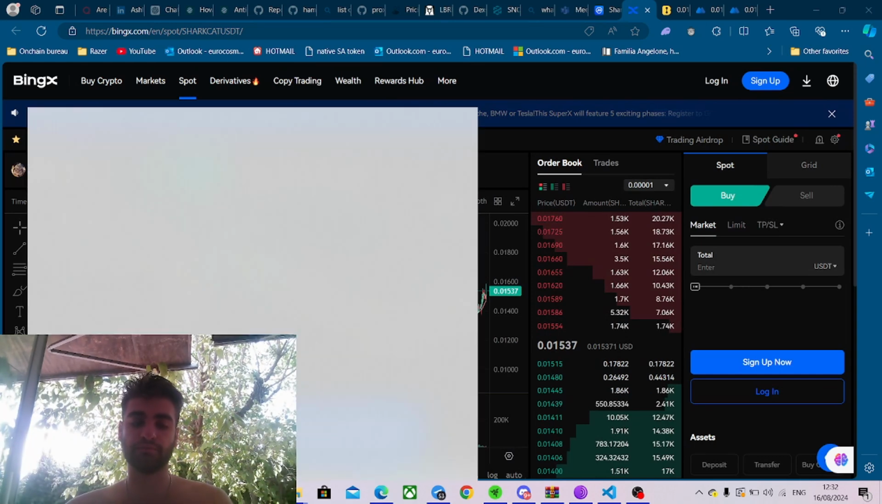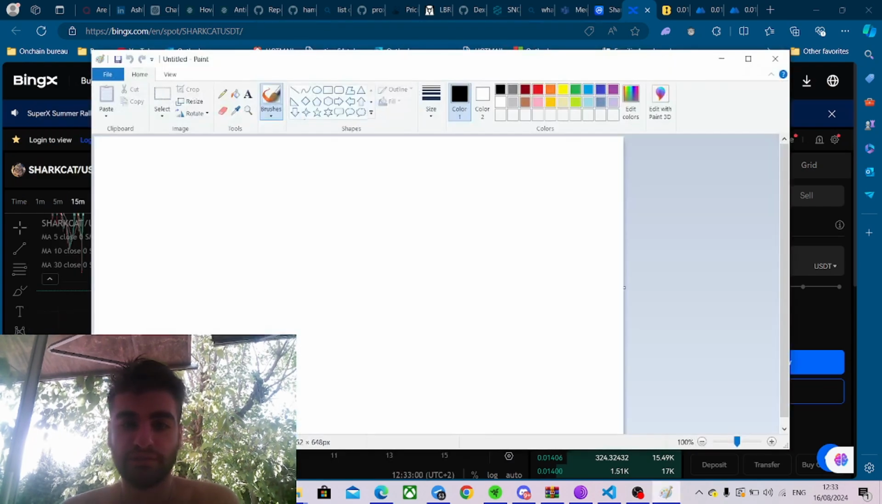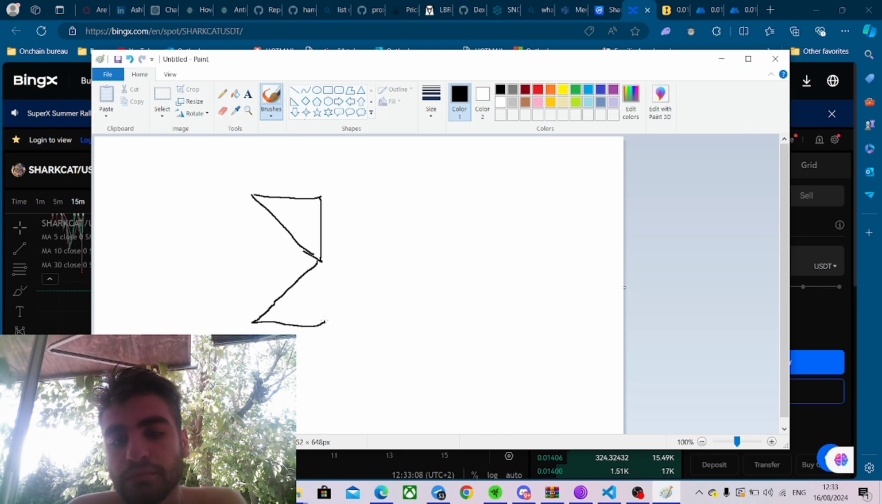Okay, I'm going to take out this beautiful tool. I'm not a good drawer, but I'll try my best. So this is the order book. And obviously this is the green orders, and these are the red orders.